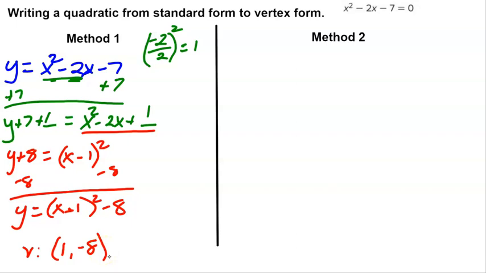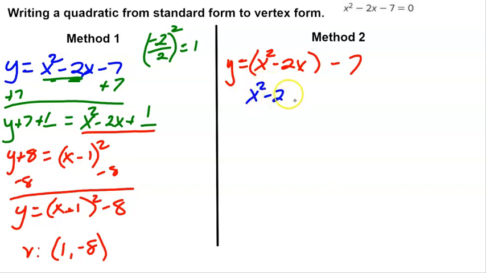Now if I take the same equation, but now I use method 2. So method 2, I'm going to start off with y equals, and I have x squared minus 2x, but I'm going to have this in parentheses, and then I have the minus 7 on the outside. So I need to complete the square on the inside. So this is going to be x squared minus 2x plus blank, minus 7 on the outside plus blank.